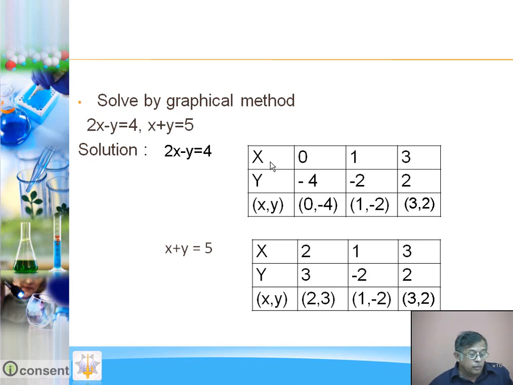Then 2x minus y is equal to 4. Again substitute values of x for convenience. Now see that 2 points always determine a line, but 2 points are always collinear. So to find out a specific line, we should consider more than 2 points, minimum 3. Now x is equal to 0, so you will get the value of y. Then x is equal to 1 and 3, etc. Find out the values of y and we get the points.